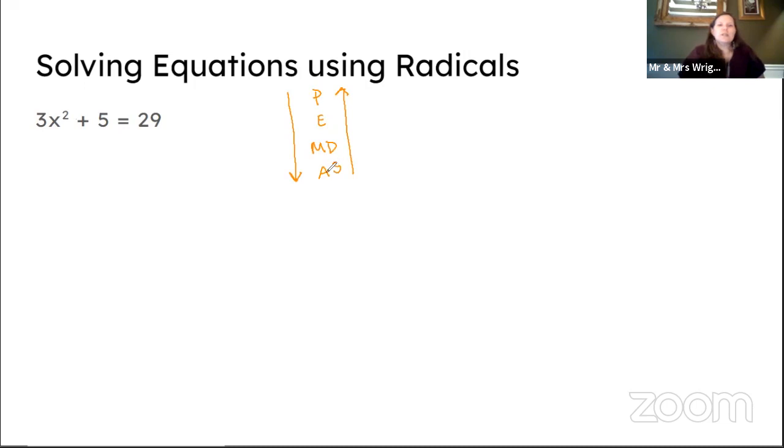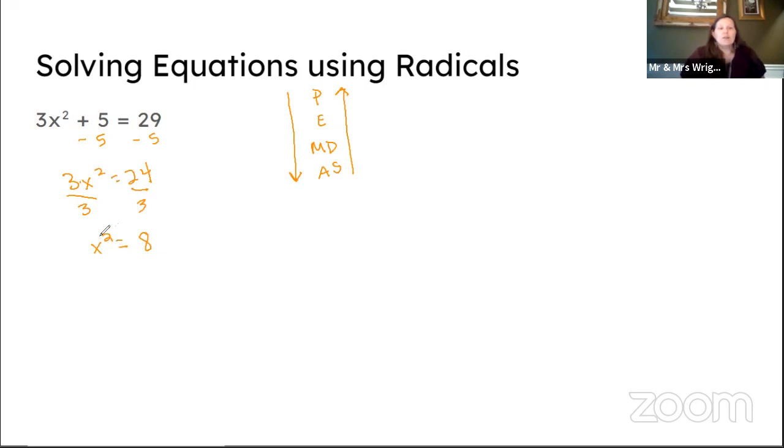So the first thing we undo is any addition or subtraction. Here we have addition. To undo it, we're going to do some subtraction. So we're left with 3x squared equals 24. Then what's happening to the x squared? It's being multiplied by 3. So that's our next step to undo. So let's divide both sides by 3. We're going to get x squared equals 8.